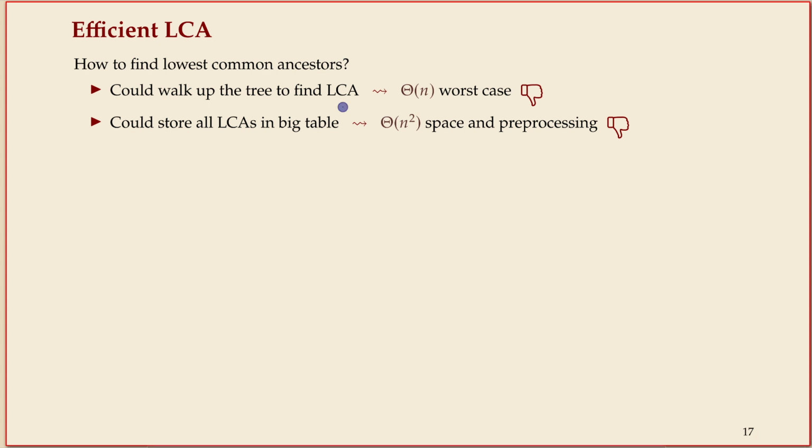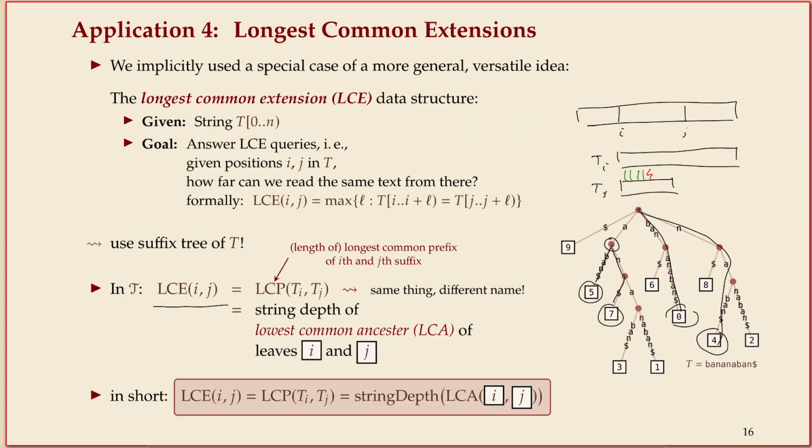If I have the suffix tree already, I could use this last part and find the lowest common ancestor. So I could walk up from both nodes and keep checking if I found the same node. That's one option. Unfortunately, that's quite slow, at least in the worst case. If you imagine these two leaves, you're far away in the tree and you have to essentially walk all the way up to the root.